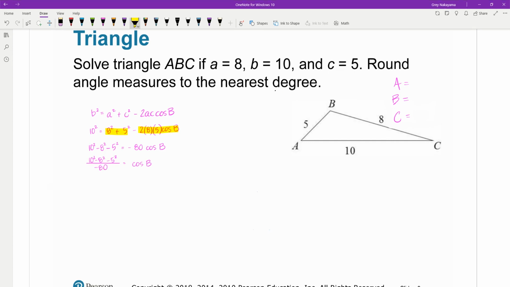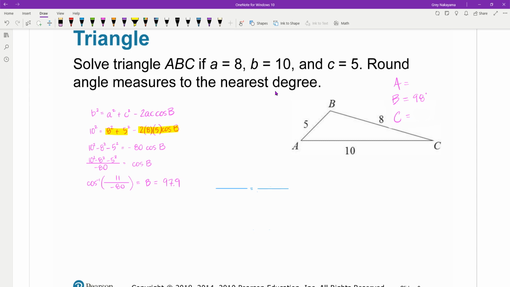Now I'm going to pick up my calculator. I'm going to plug all that in. I'm looking for the angle, so I'm using the inverse cosine, and that's equal to B. And I find out that B is 97.9. So that's going to, of course, round to 98 degrees. Okay. Now, I'm going to go next and use my law of sines.